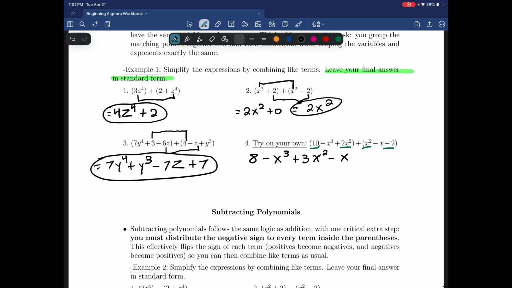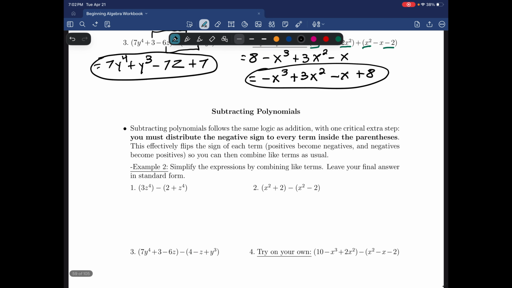Now we aren't fully done yet. We have to write our answer in standard form. So to do that, we're going to write our exponents increasing or decreasing from left to right. So when we do that, we're going to have -x cubed plus 3x squared minus x plus 8. And that's your final answer.